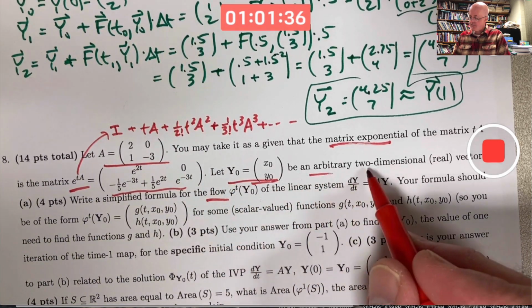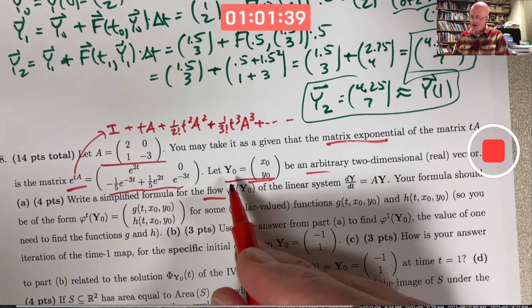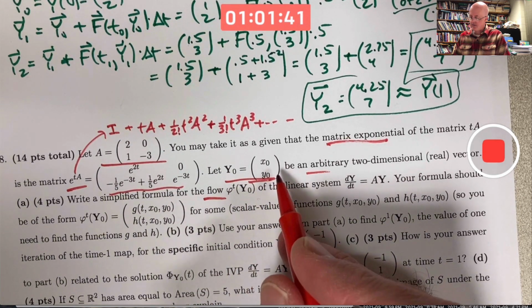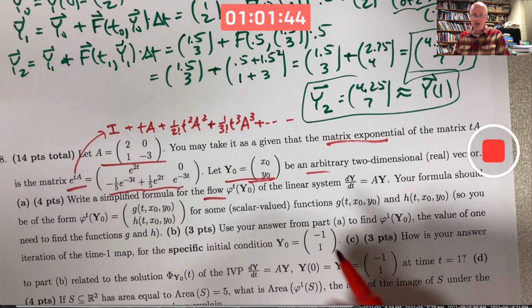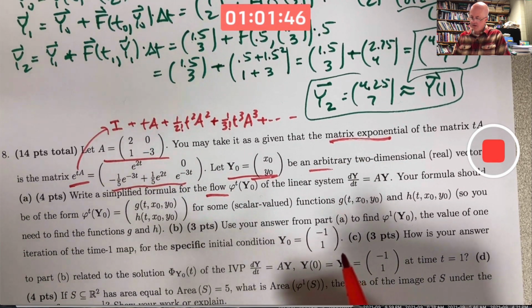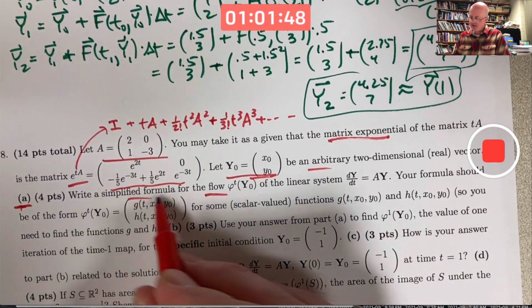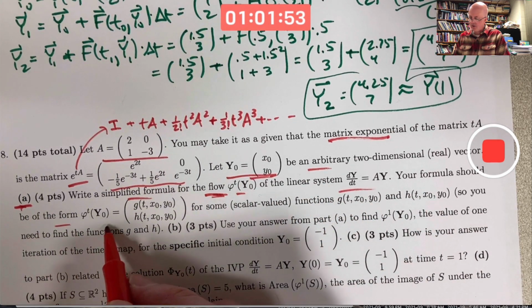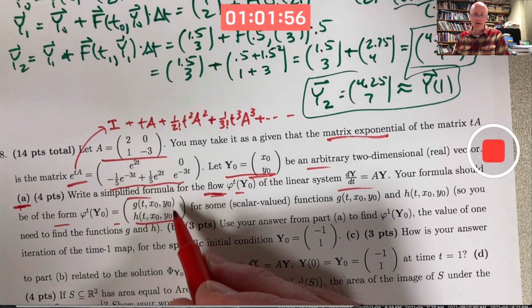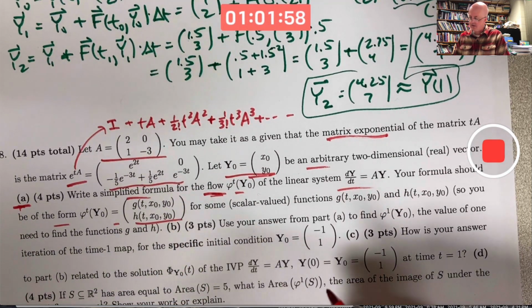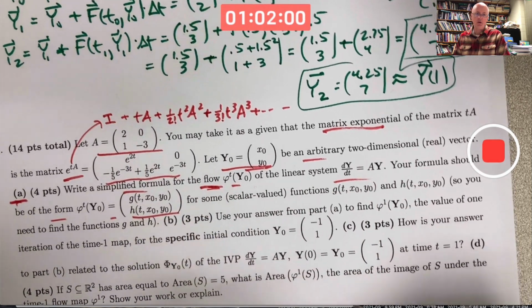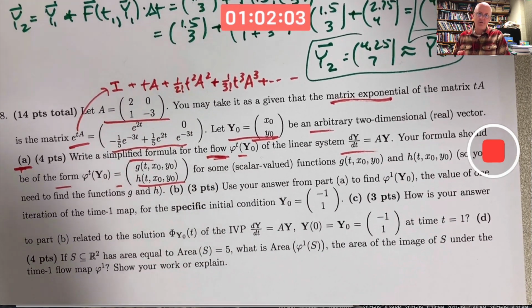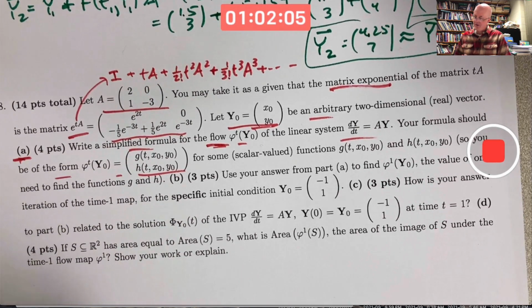Imagine we've got an arbitrary initial condition. Y sub 0 equals little x0, little y0. Okay, a generic initial condition. Part A says, write a simplified formula for the flow of the linear system. Your formula should be of the form of a vector with components that depend on t, x0, and y0. So we need to find those things. Okay? You just need to know a fact here. My students, you just need to know what's going on here, what I've taught you about what the answer will be.